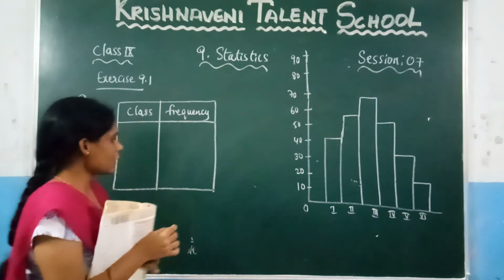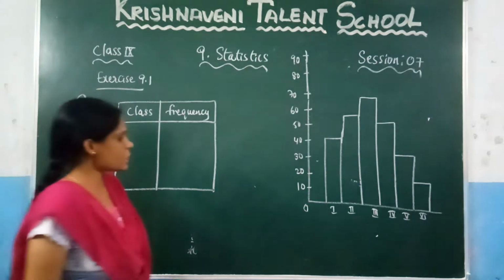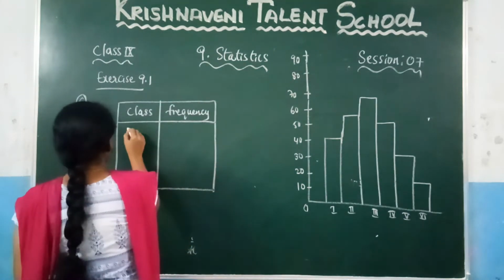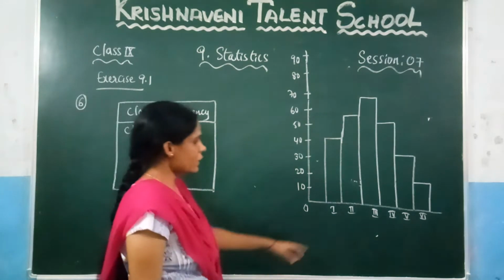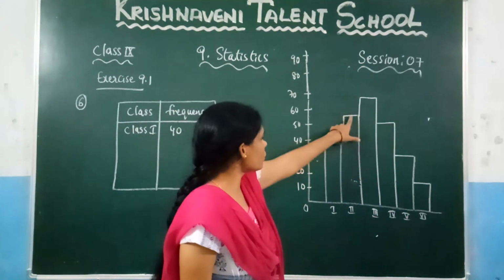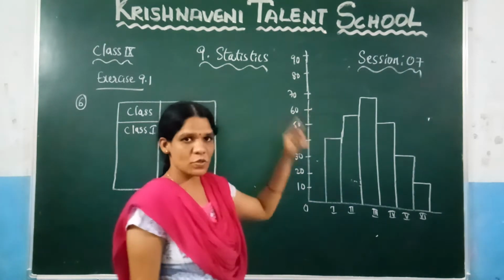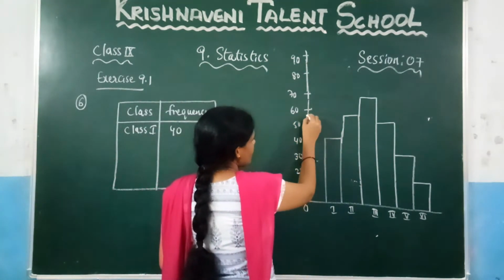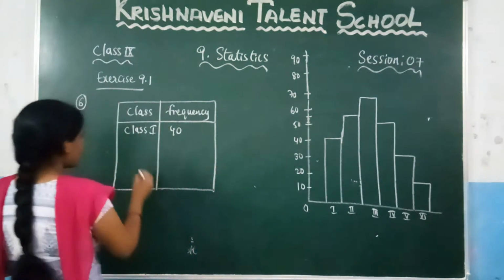So let us see from this graph how many students are there in class 1. You can observe that 40 students are there. So write it here, in class 1, 40 students. Now let us see class 2. In class 2, clearly here 50 is there, here 60 is there. If you see the graph in your textbook, clearly it is given as 55. So 51, 52, 53, 54, 55. So the number of students in class 2 is 55.